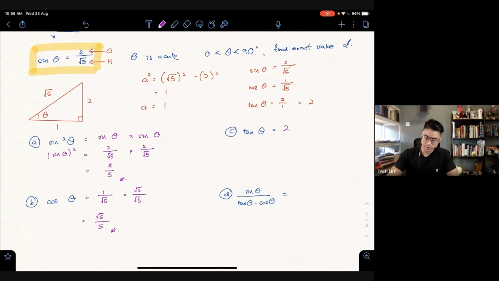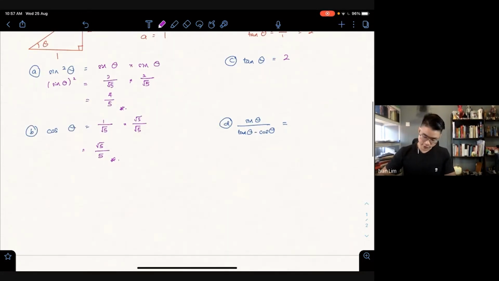Okay, pretty simple, right? I want all of you to try this right now: sine theta over tangent theta minus cos theta. I'll give you 30 seconds. Use the values that we have counted already just now. And I want y'all to rationalize it also. Okay, 30 seconds is up.